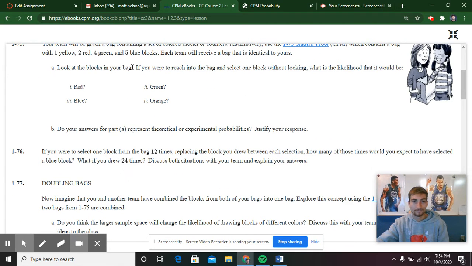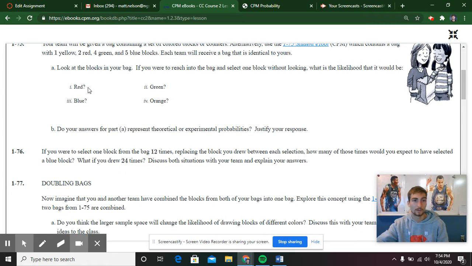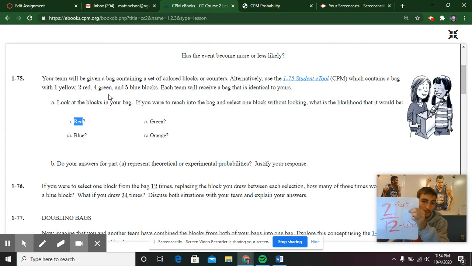So the first question here is asking, if you were to reach into the bag and select one block without looking, what is the likelihood that it would be, for example, red or green or blue or orange? So we're going to write a probability fraction for each of these colors. First off, if we're looking at red, I'm going to think about what's going to be my parts. Well, there's 2 red blocks in here, so 2 would be my numerator. And then I'm going to think about what's my total. How many blocks do I have total in this bag? We said there were 12, right? We add up all the blocks together. So my probability would be 2 out of 12.